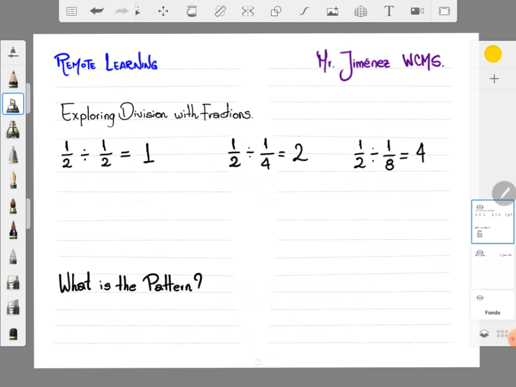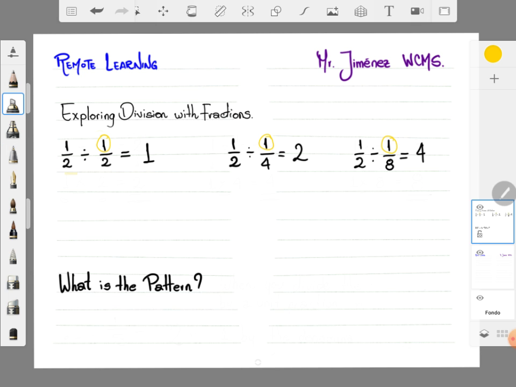I'm going to explain in this video how to divide a fraction by a unit fraction. Remember, a unit fraction is a fraction with the numerator equal to 1. This process you can use only if you have a unit fraction. So what are we going to do?